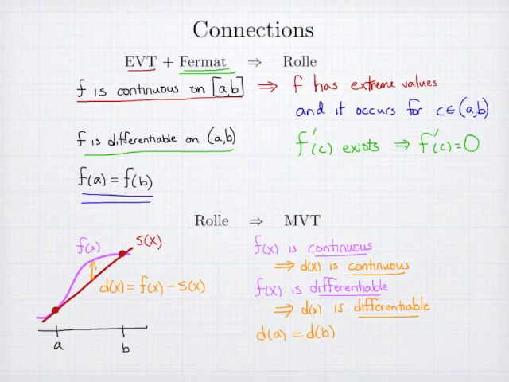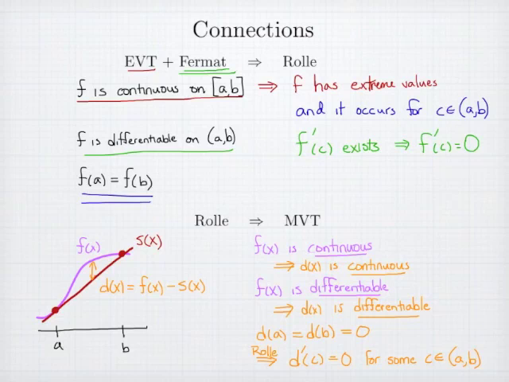Furthermore, because the secant line crosses the function at a and b, this tells me that the value of my difference function is 0 at both endpoints, which means it's equal. This means that my d function satisfies all of the hypotheses for Rolle's theorem. This means my d function has a derivative of 0 for some value between a and b.